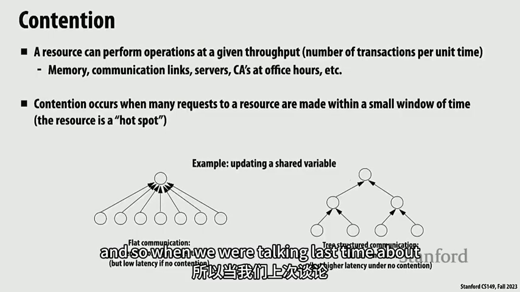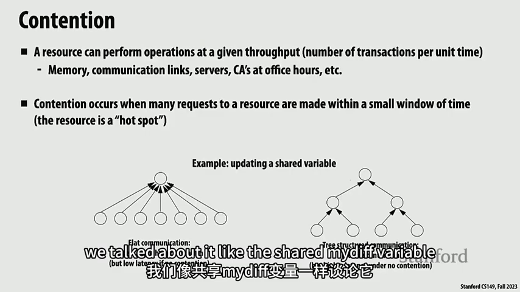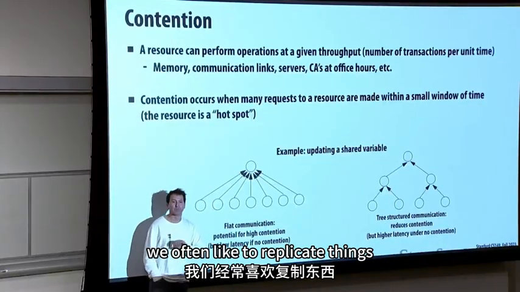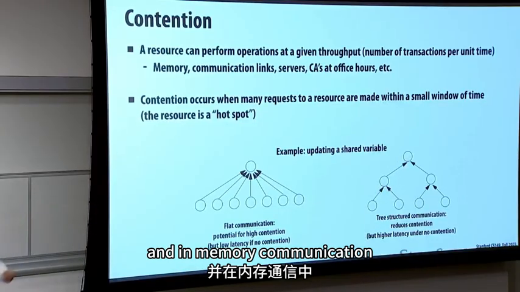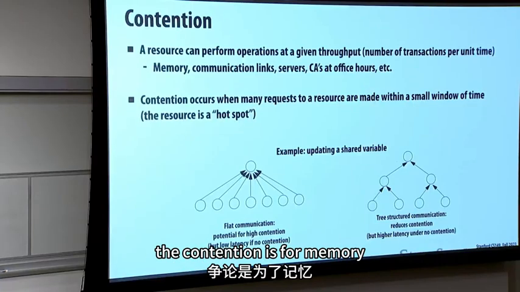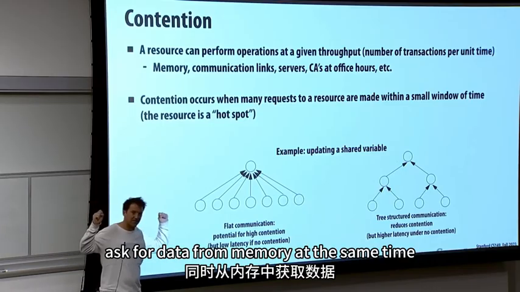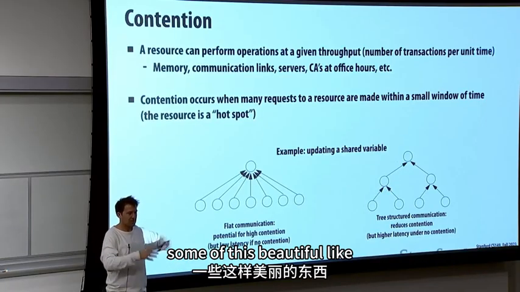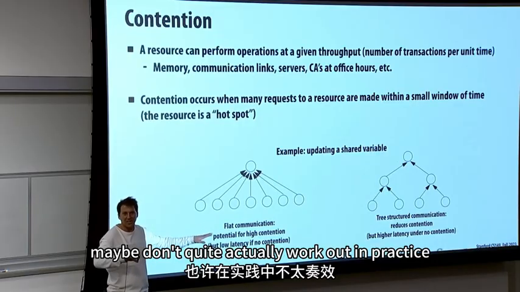When we were talking last time about contention, we talked about the shared mydiff variable and the shared queues. Last class I was talking about how we often like to replicate things to avoid contention. And in memory communication, the contention is for memory. It could be the case that if all processors asked for data from memory at the same time, some of these beautiful pipeline diagrams that I'm drawing maybe don't quite work out in practice.